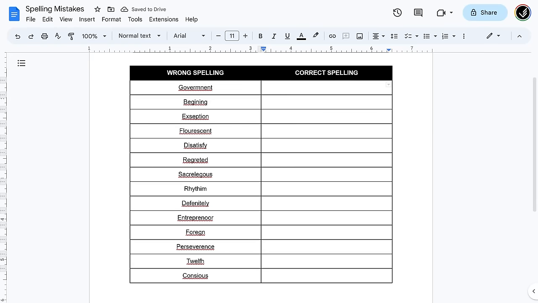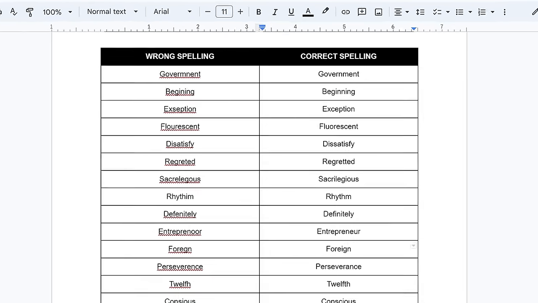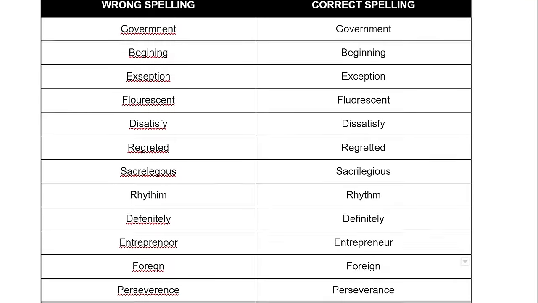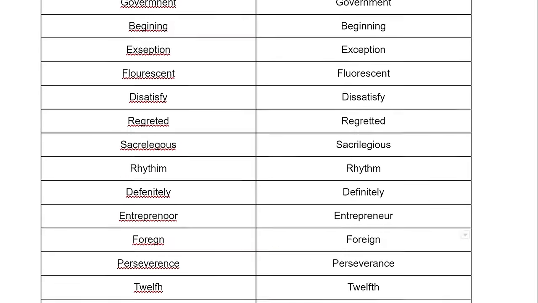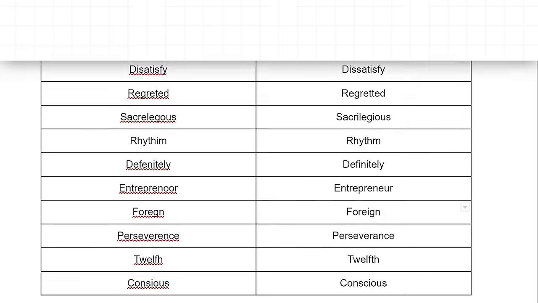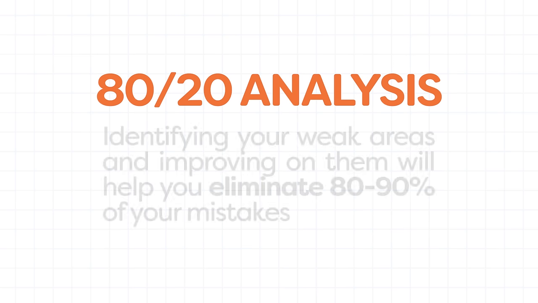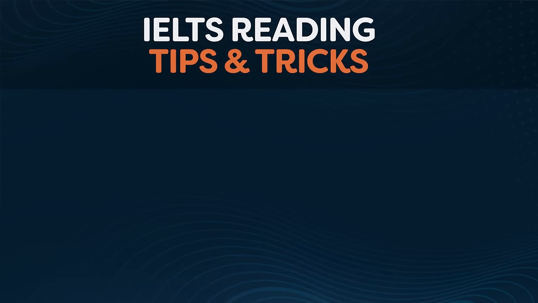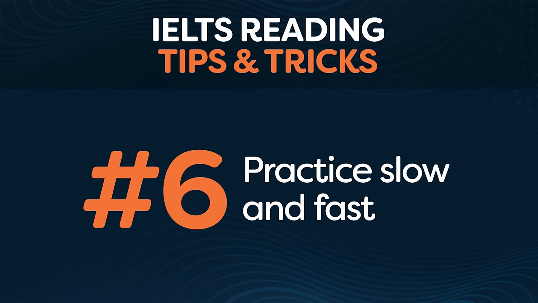So if you need to improve your spelling, every time you make a spelling mistake, note it down and then write the correct spelling beside it. And you will start to notice patterns. You'll start to notice particular types of words or individual words that you just have a problem spelling. Then you can do an 80-20 analysis on that. Are there words, or types of words, that you make a mistake on every time you spell them? If you improve that weak area, you're eliminating 80-90% of your mistakes. Tip number 6, Band 9 students practice slow and fast.